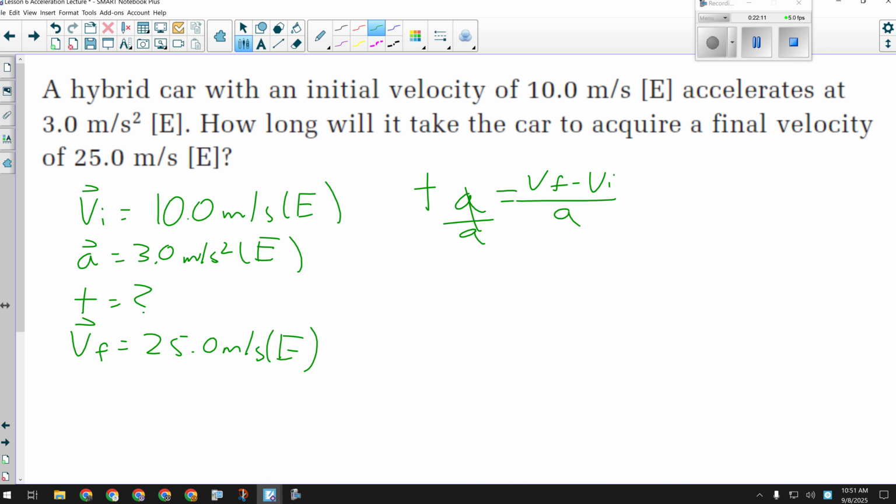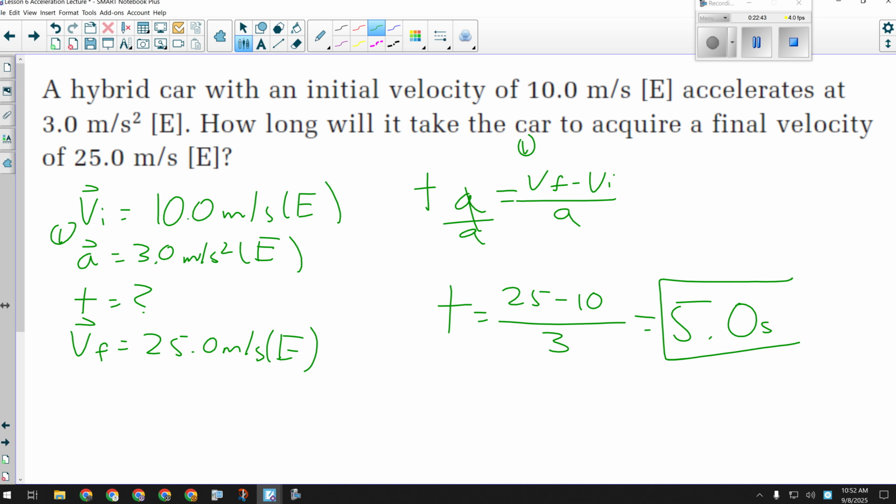Incidentally, if you were doing this on a quiz or a test, I'd give you a mark for the givens, a mark for picking the correct formula, and a mark for your manipulation and/or plugging in of numbers. So what we would have now is t equals 25 minus 10 divided by 3, right? 25 meters per second, 10 meters per second, 3 meters per second squared. So 15 divided by 3, this should take 5.0 seconds. And you would get a mark for that.